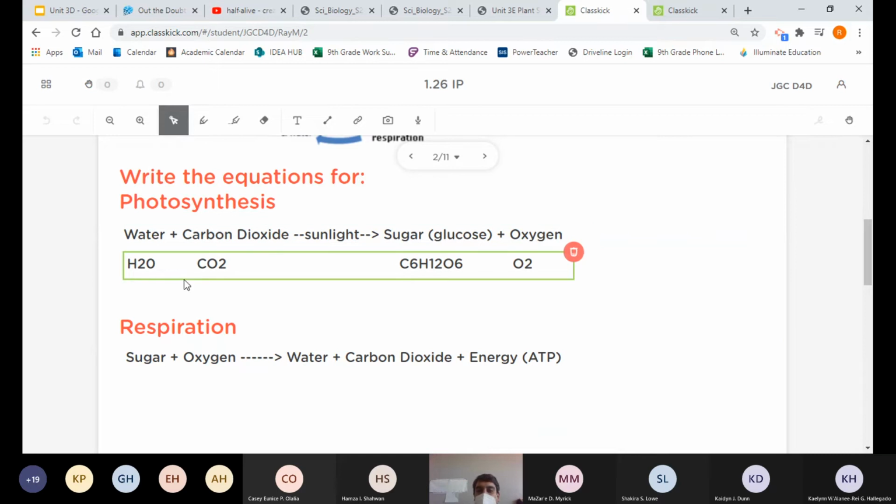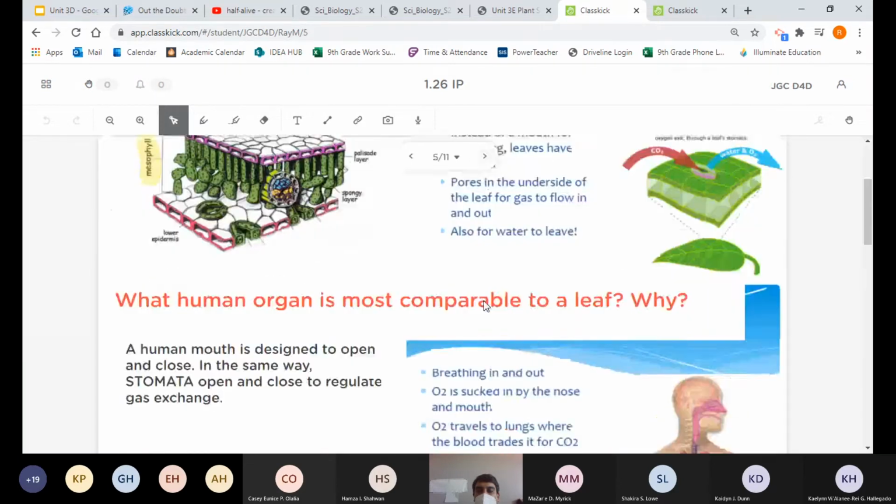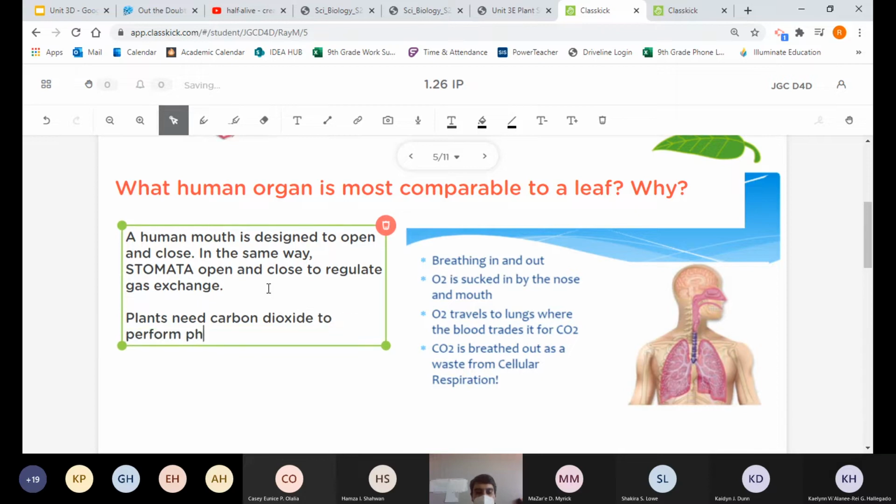Remember the two reactants, water, carbon dioxide. So water is going to get from the soil, right, from the roots. Carbon dioxide is going to be getting from the leaves. Plants need carbon dioxide to perform photosynthesis.